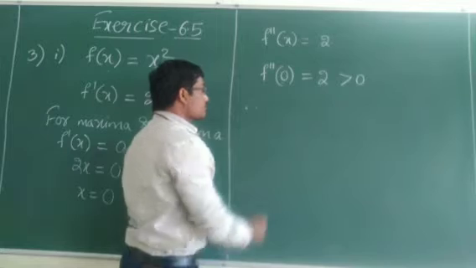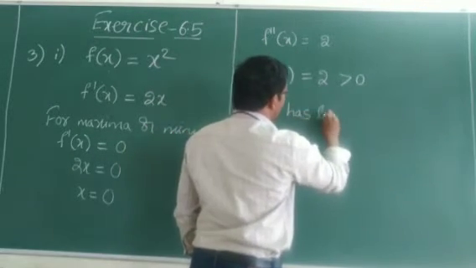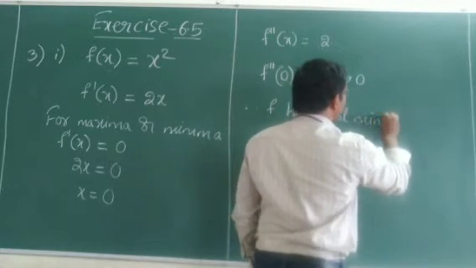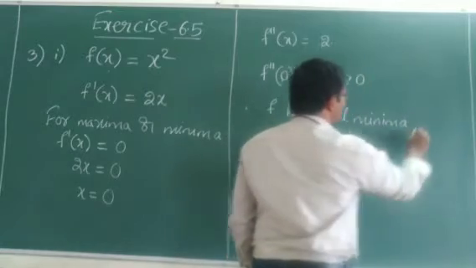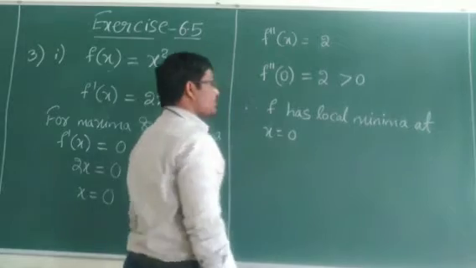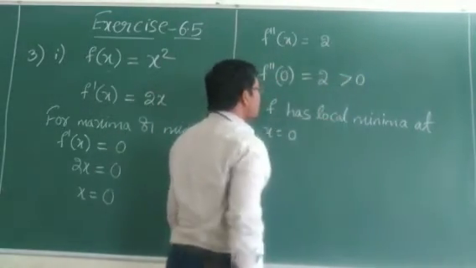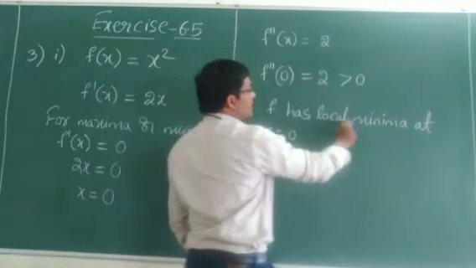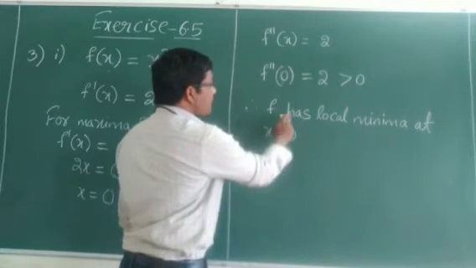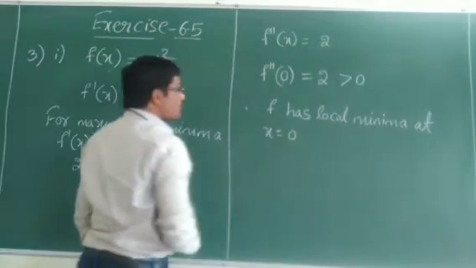Therefore, if it is greater than 0, f has a local minima. f has a local minima at x equal to 0. So when you get the second derivative greater than 0 at a point, the function will have a local minima there.